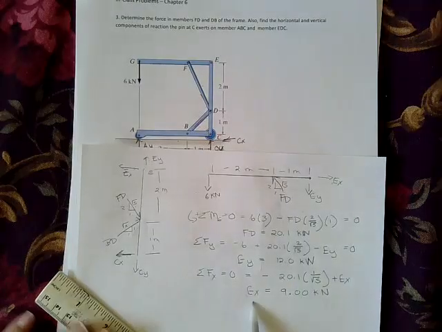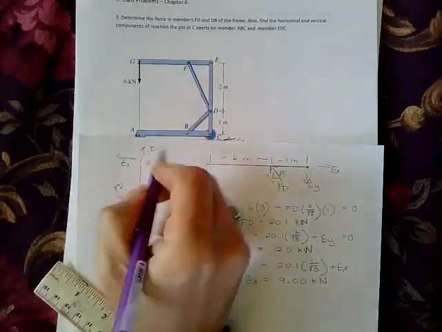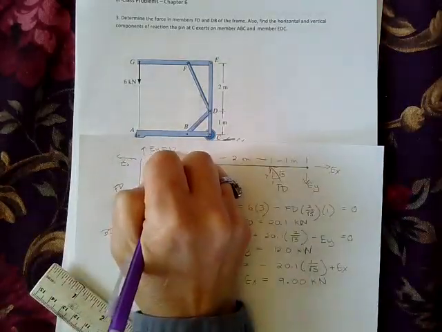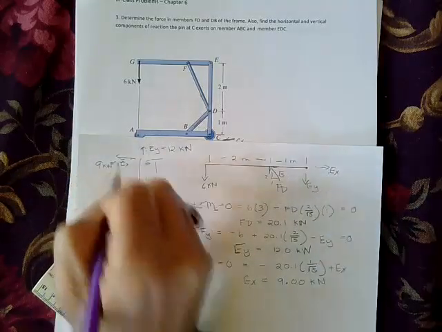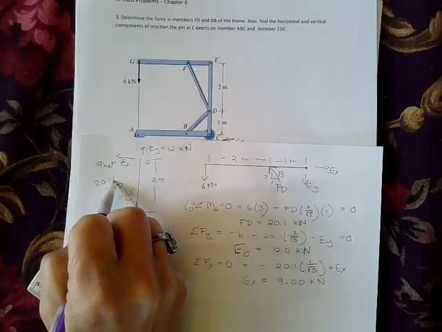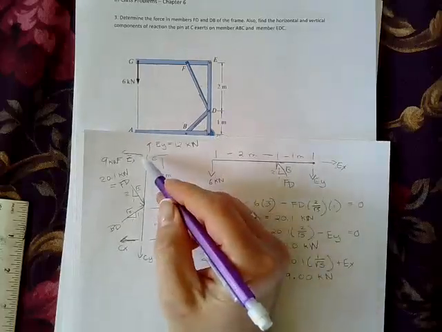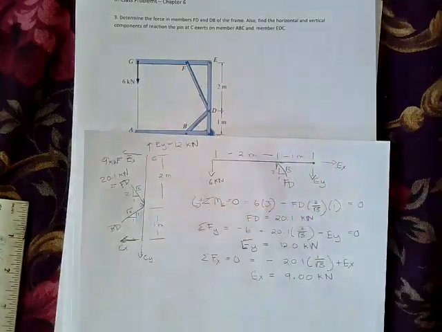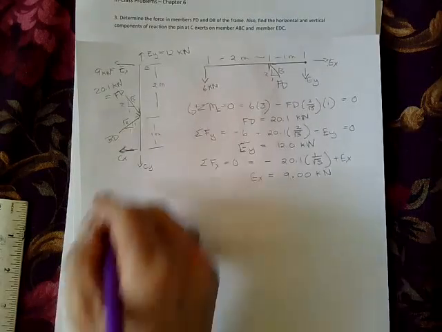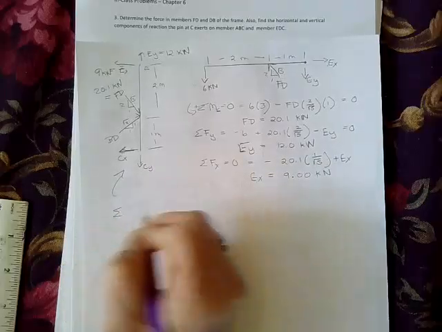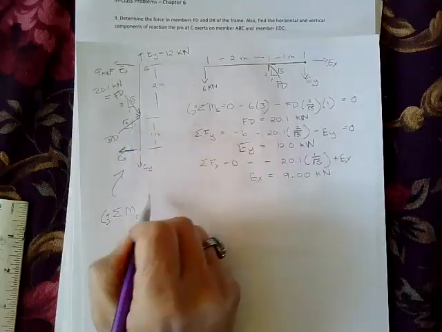So I can then take these values that I found and plug them in over here. So my EY becomes 12 kilonewtons this way. EX is 9 kilonewtons. And FD is 20.1 kilonewtons. So then when I come back to this member, I have 3 unknowns. And so now I can solve that with my 3 equations. I'm going to take the sum of the moments about C. Because again, when I do that, I only get the 1 unknown I can solve for.